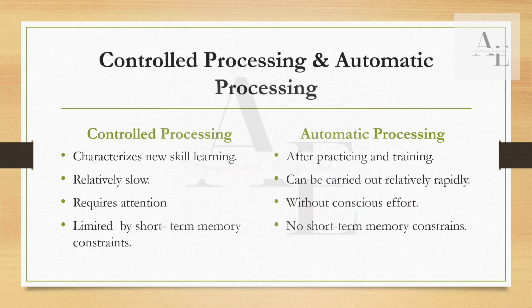Controlled processing and automatic processing. These two terms came from information processing. They say that there are two types of processing, controlled and automatic. Controlled processing characterizes new skill learning. So when we learn a new skill, we use controlled processing. It's controlled, not automatic. It's relatively slow, requires attention, and is limited by short-term memory. Like when you learn a new skill or a new grammar rule, it's slow, requires attention, and is limited by short-term memory constraints. But after practicing and training, it moves to automatic processing. So we start doing the same action unconsciously or subconsciously. It can be carried out relatively rapidly and without conscious effort, and there are no short-term memory constraints.